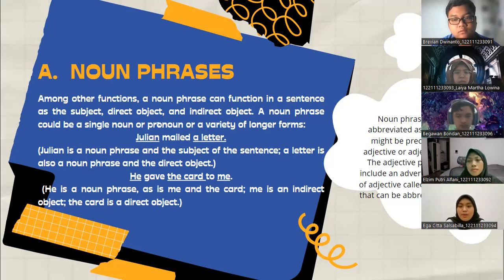A noun might be preceded by an adjective or adjective phrase. The adjective phrase might include an adverb or a subtype of adjective called a determiner that can be abbreviated as that.